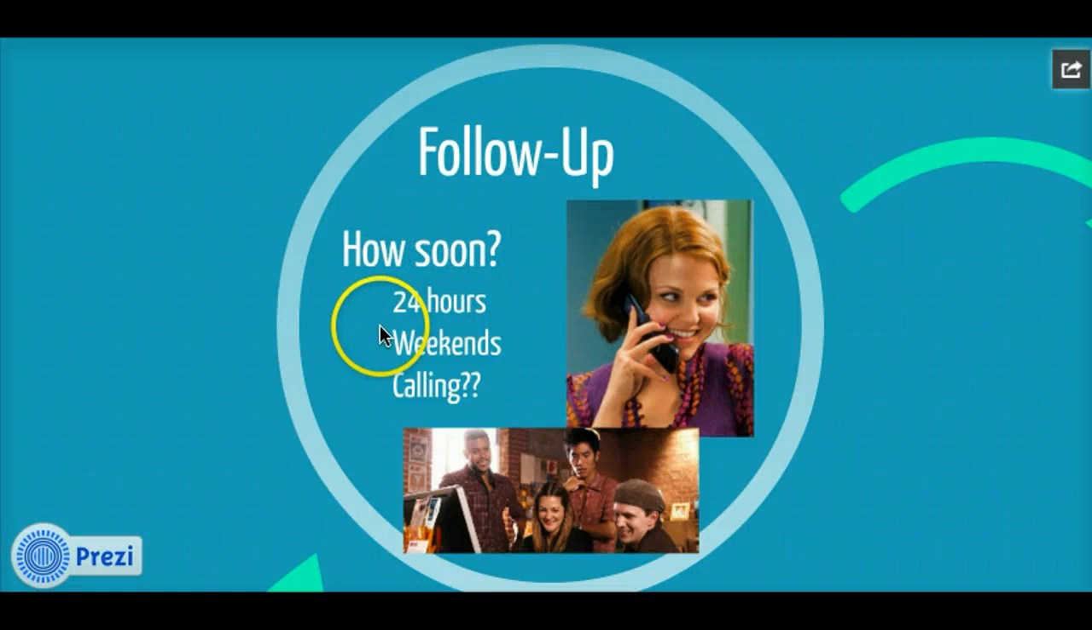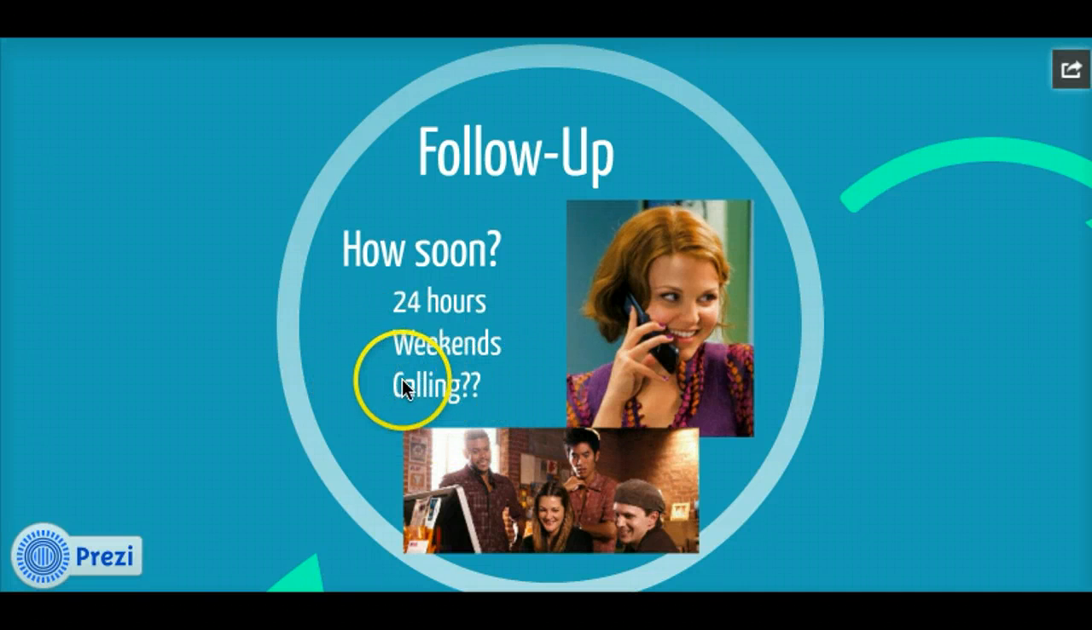Now, with this, consider that weekends are different depending on the specific industry or company, and also depending on that individual. Some people do like to check their emails over weekends and will get back to you right away, but others do not. So weekends don't count in that 24 hours. So if you send someone an email on a Friday, you may need to wait till the end of Monday or Tuesday morning to follow up again.